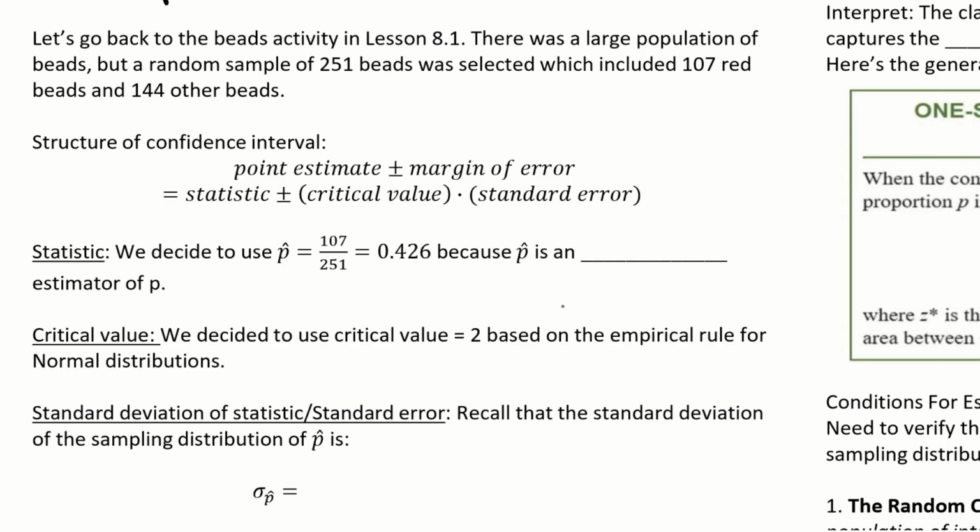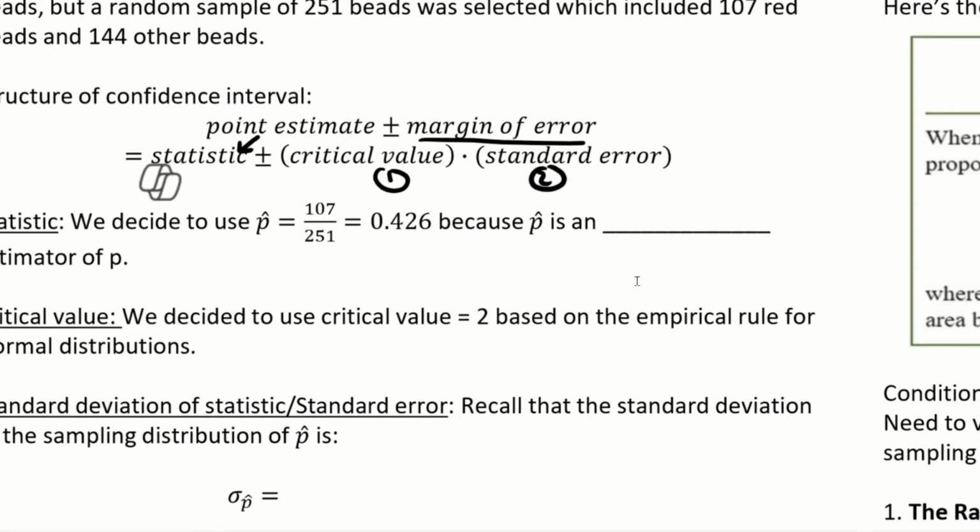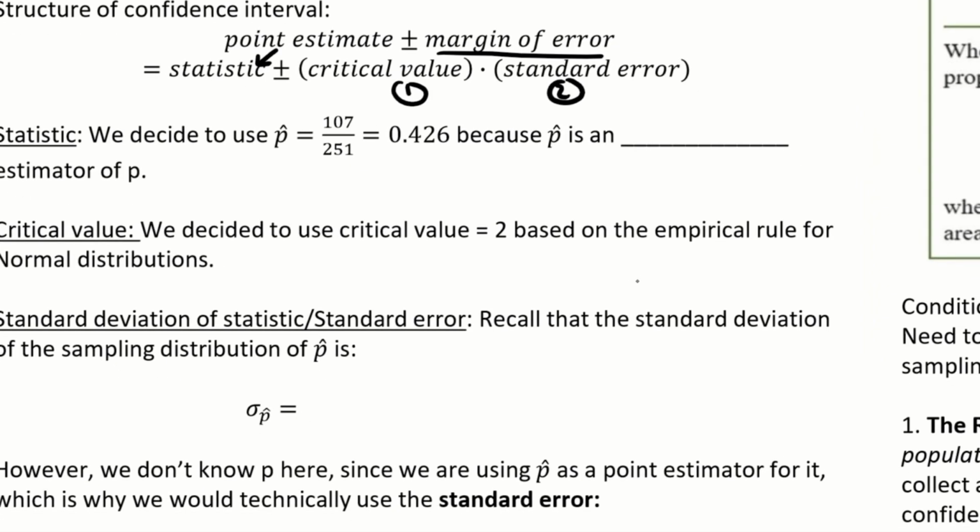And we calculated it using the point estimate plus or minus the margin of error. And we said that the margin of error consisted of two components, right? The critical value and the standard error. And the point estimate is just a statistic that we use from our sample. So let's look at the statistic part of it first.